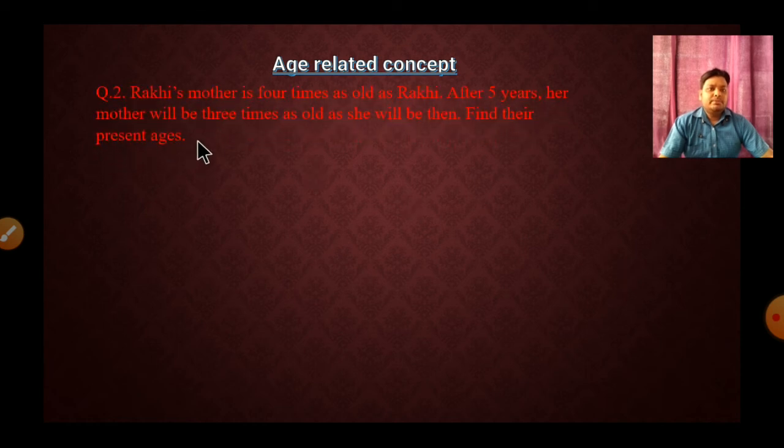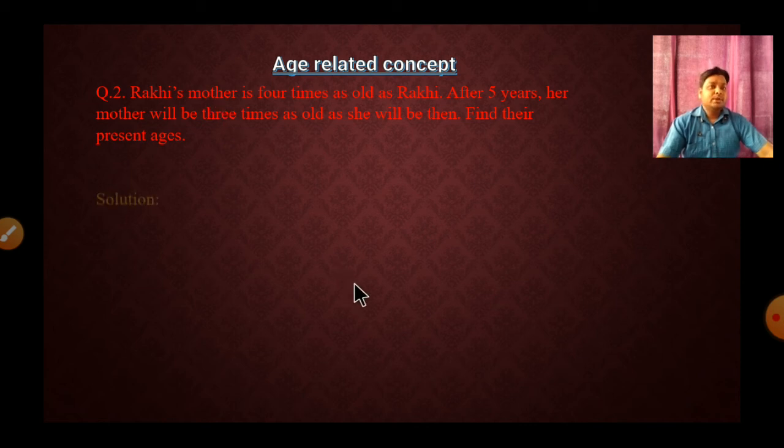the question. Here, the age relation is between Rakhi and her mother. It means mother and daughter concept. So Rakhi's mother is 4 times as old as Rakhi. Again comparison. Age of Rakhi's mother is compared to Rakhi. So after that, which is coming? Rakhi is coming. So we will assume at first the age of Rakhi. Then we will assume the Rakhi's mother.